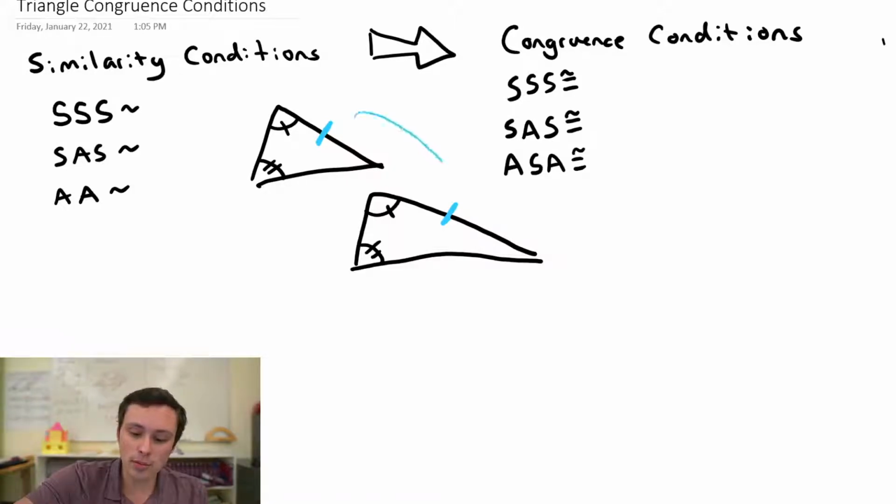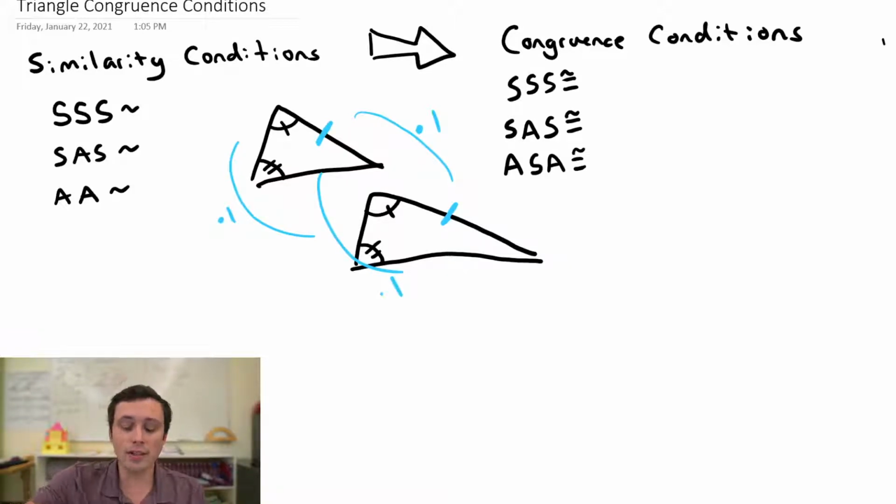So this would also work because if these are equal, their ratio would be 1. All your other ratios would be times 1, and all your sides would end up being the same length. Again, because you have to have a corresponding pair that matches.